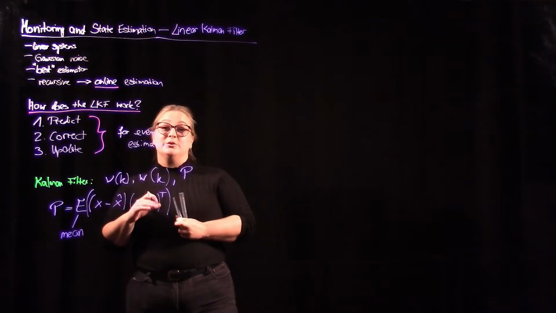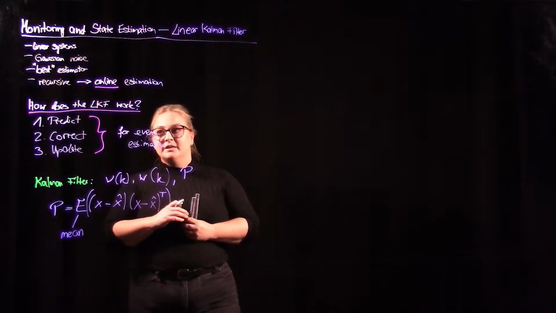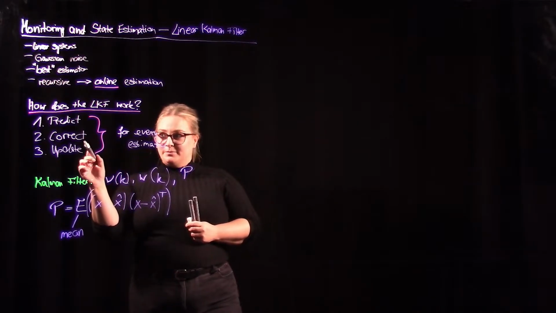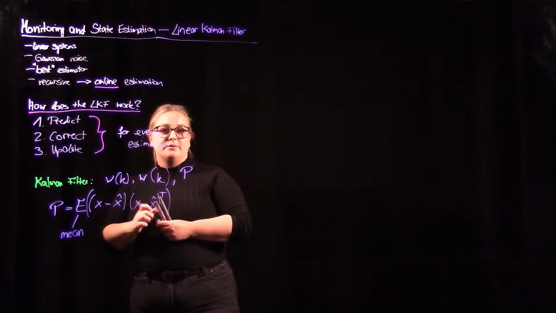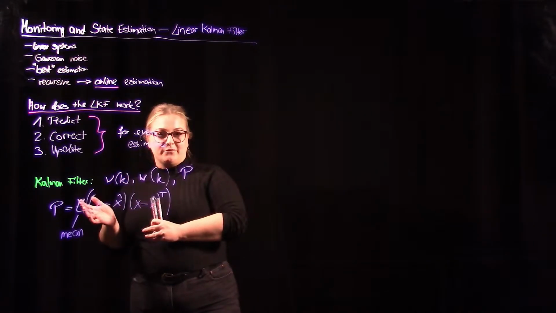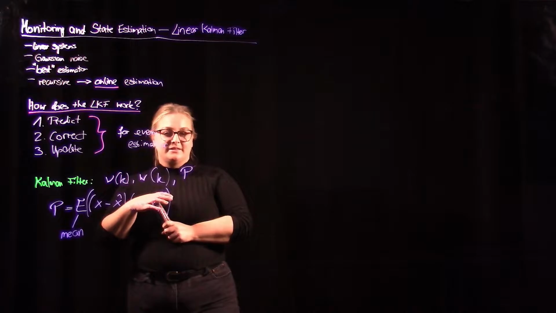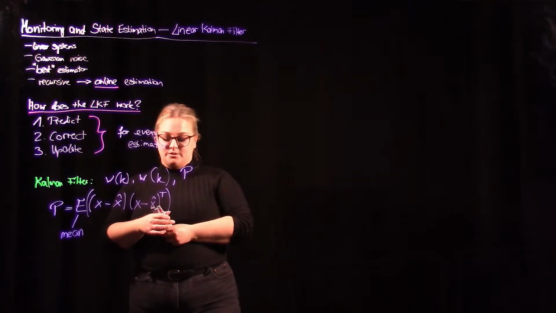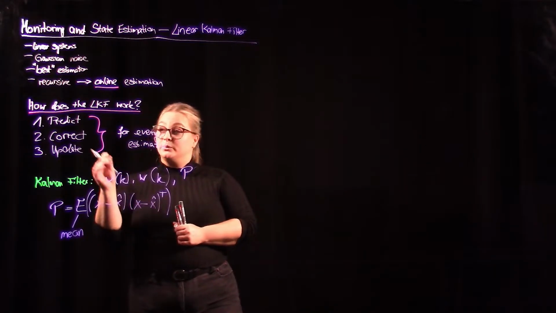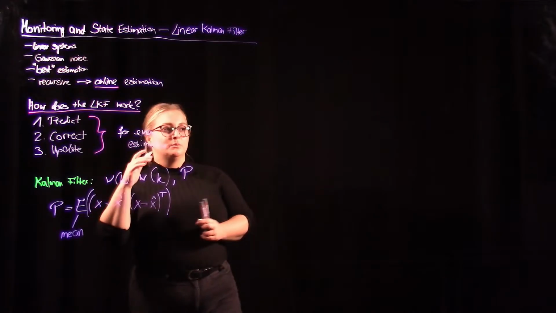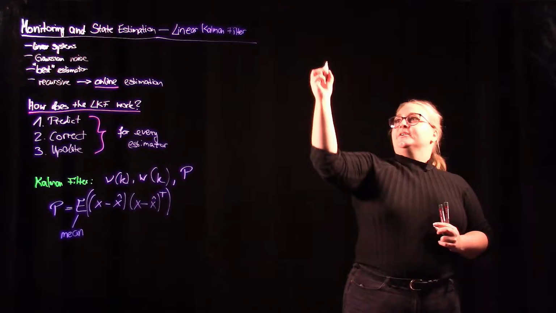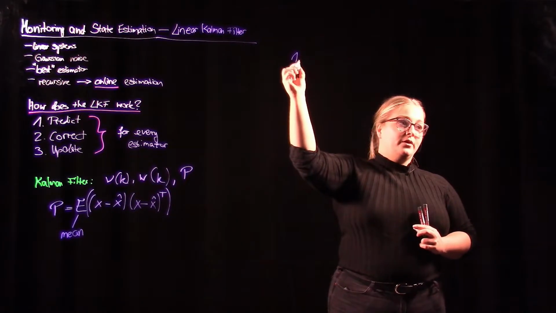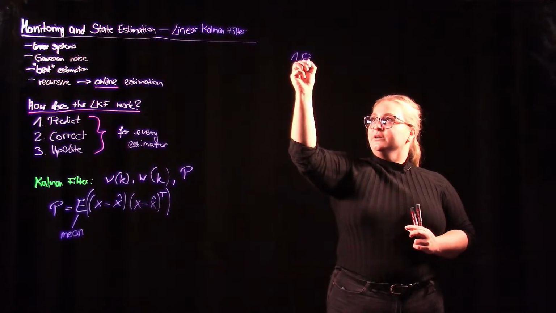So how do we do the estimation with the Kalman filter? We still stay on the 3 steps, these 3 here, but those are a bit different than the ones we've already learned about last time for the simple state estimator. For the Kalman filter, we'll do the 3 steps, but the equations and how we do it will be a bit different. So we start off with our prediction.